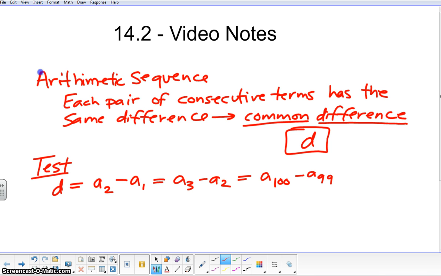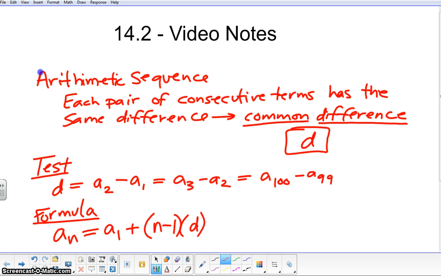Okay, so a formula that we're going to be using a lot today, so I figure we'd go ahead and write that down now, is for arithmetic sequences only: a sub n equals a sub 1, and we learned yesterday in section 14.1 that means the first term, plus n, meaning the number of the term, minus 1, and then we're going to multiply it by our new variable d, which means the common difference. Okay, so let's go ahead and go to the first example.